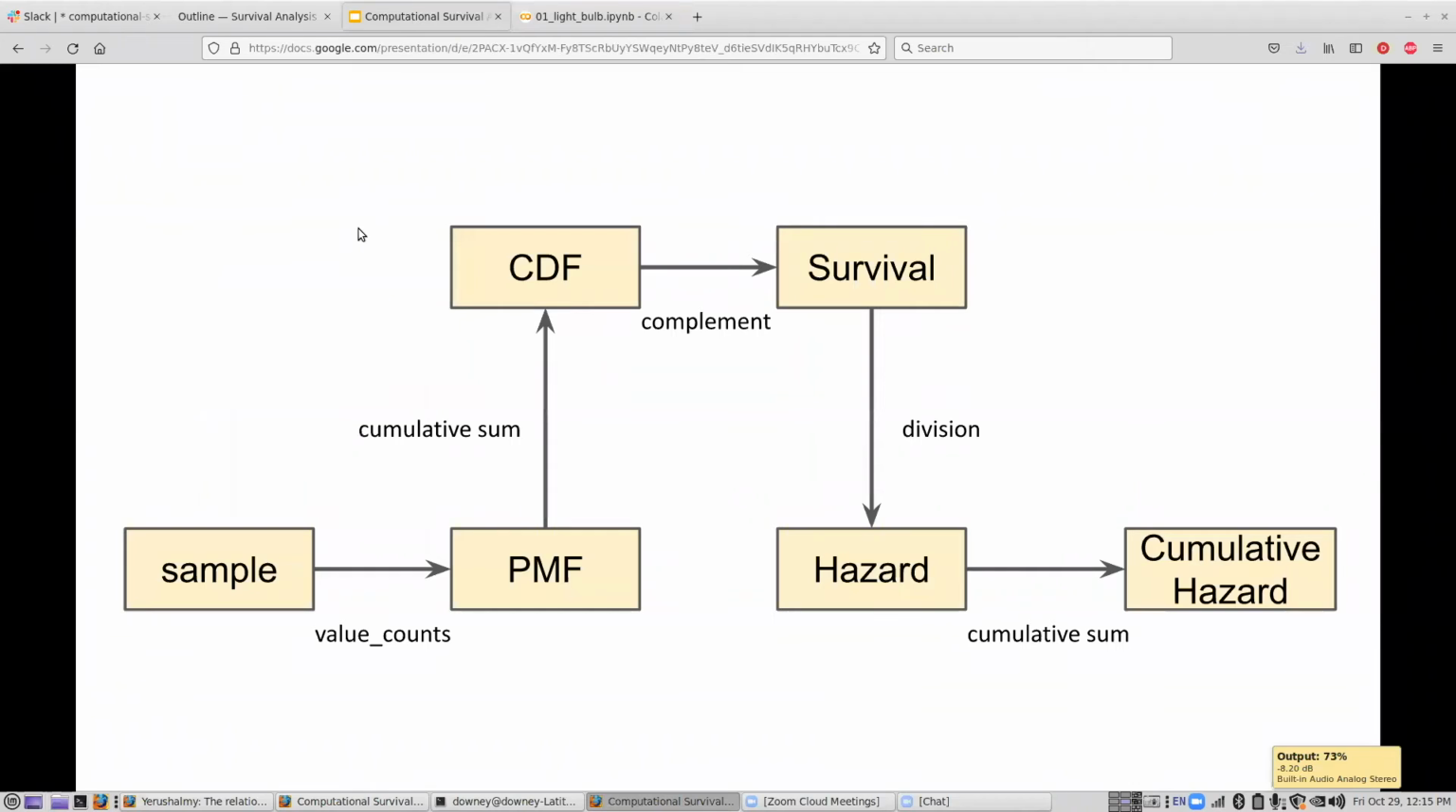I just wanted to show this figure. This is a summary of everything that we just did. We started with a sample. We computed the PMF, although in the light bulb example, they had sort of already computed it for us. We did the cumulative sum to get the CDF. We did the complement to get the survival function. And then to get the hazard function, it's basically division because we're computing a rate. And then we also computed the cumulative hazard as a way of visualizing the hazard rate. And that is the first half.